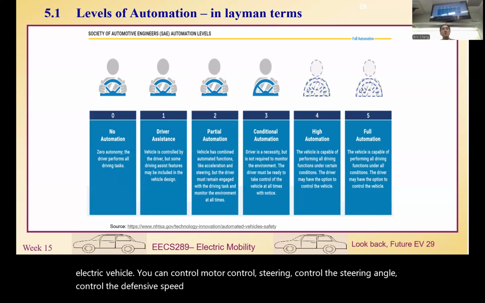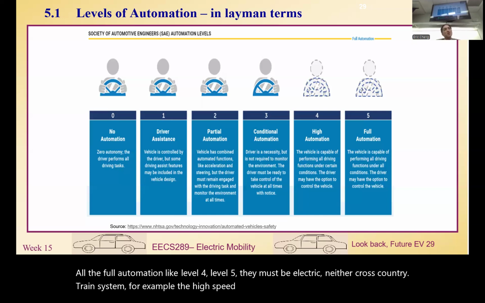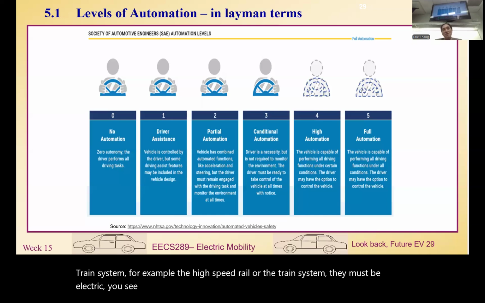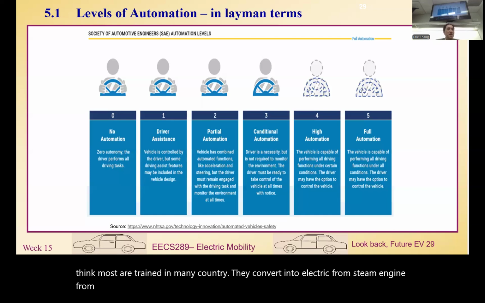Computer control would be much easier and more convenient with an electric vehicle. That's why all the full automation, like level 4 and level 5, must be electric. Like the cross-country train system, for example, the high-speed rail, they must be electric. You see, the train has been electric for more than 40, 50 years. Most trains in many countries converted from steam engines and other fuel engines into electric. Usually since 1980, most trains on the whole planet Earth have gradually moved on to electric.